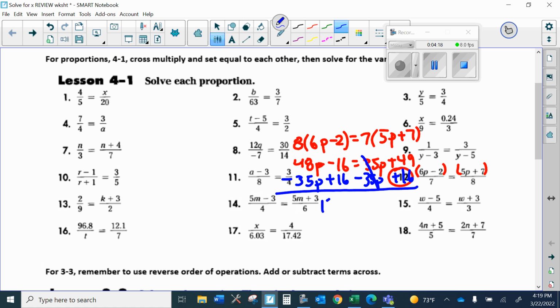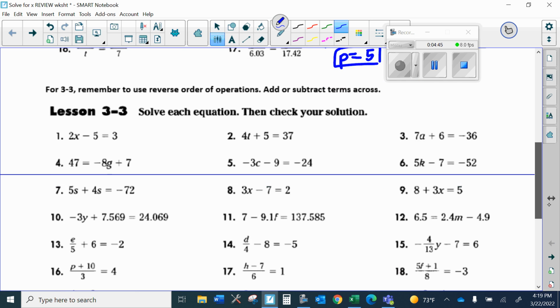Okay, so I get 13p equals 59 plus 6 is 65. And last step, divide by 13, and I get p equals 5. Okay, I could check if I plug it back in, and it would work. So that covers everything at the top. In the top portion here in 4-1, you just cross multiply and set them equal to each other and solve.